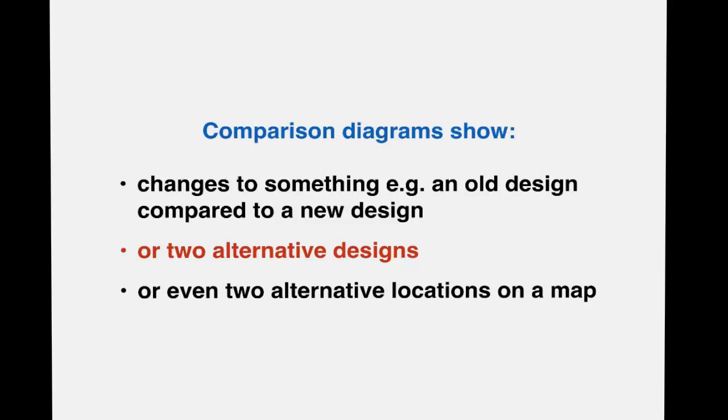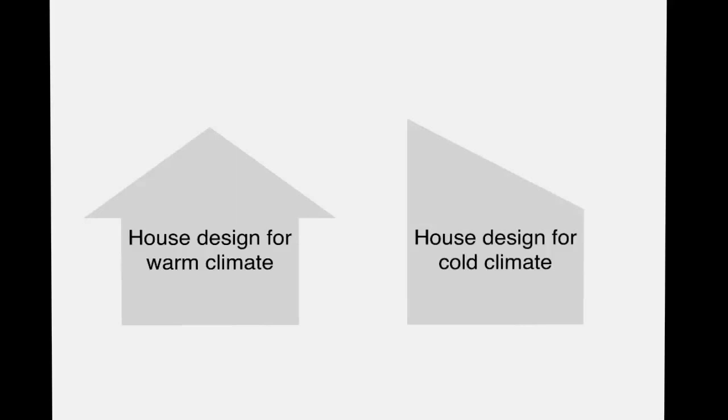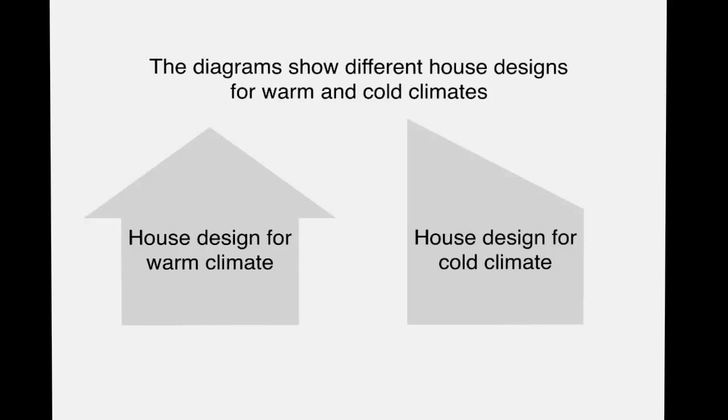And in another of the official IELTS books, there's a good example of this. You see a house design for warm climates compared to the house design for cold climates. And in this question, I haven't put everything here. This is just a very quick sample of what the question looks like. In the real question, you see a different roof, different windows, lots of different features of design that are different for the two types of climate. So the question could look something like this. The diagrams show different house designs for warm and cold climates, and I call this an alternative designs diagrams question.